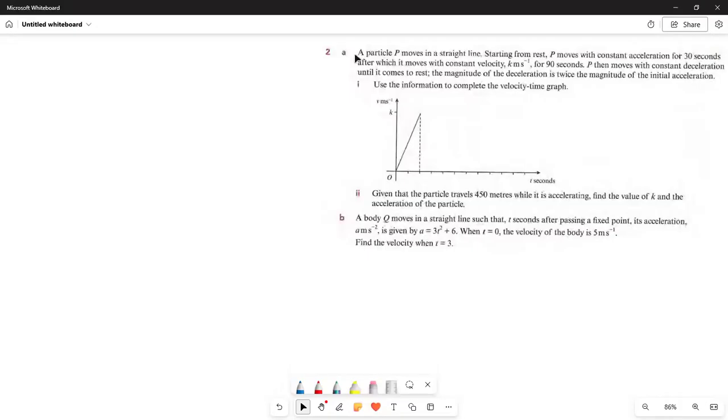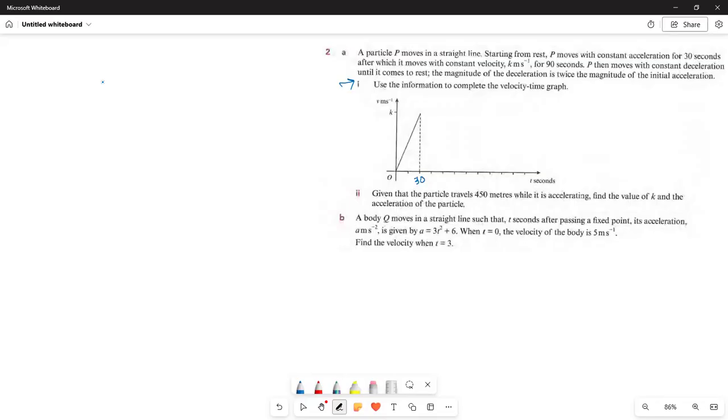We will be doing question number 2 of chapter 16. This is an application of calculus. Part 1 of this question says that a particle P moves in a straight line starting from rest. P moves with constant acceleration for 30 seconds, after which it moves with constant velocity k meters per second for 90 seconds. Yes, for 30 seconds it moves with a constant acceleration.